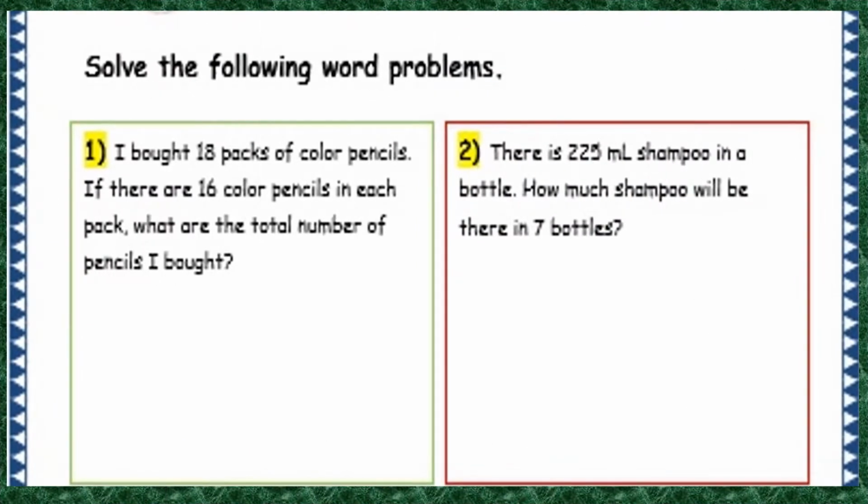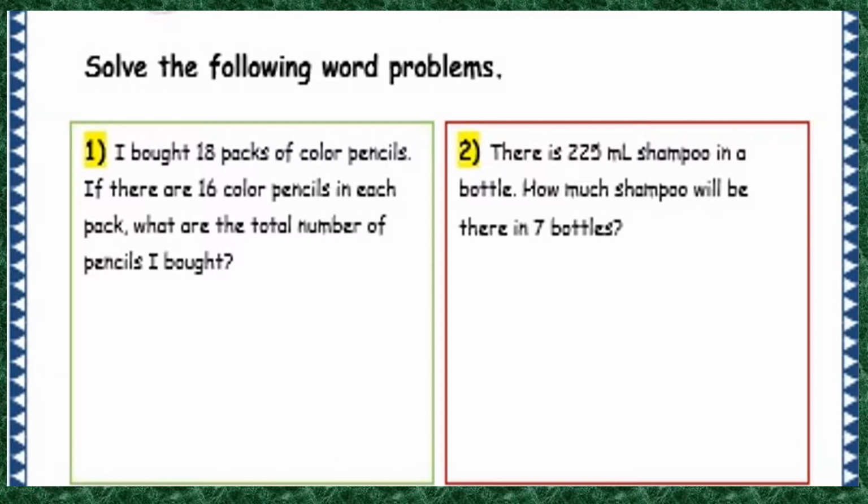Now children, we are going to solve the word problems. See the first question. I bought 18 packs of color pencils. If there are 16 color pencils in each pack, what are the total number of pencils I bought? Now here I bought 18 packs of color pencils. Pack means packets. Now 18 packets I have bought of color pencils, and in each packet there are 16 color pencils. Okay, so what are the total number of pencils I bought?